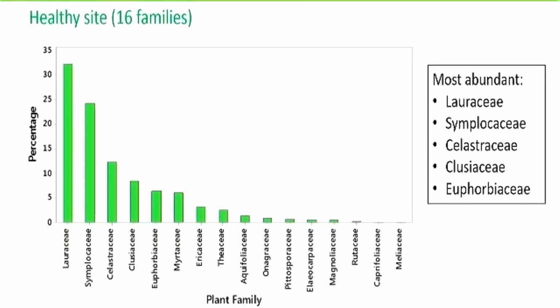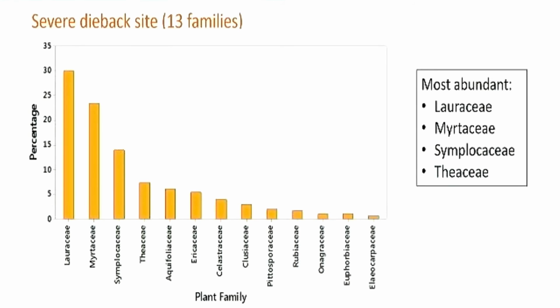When we look at the healthy site, the most abundant families are Lauraceae, Symplocaceae, and Celastraceae, while in the severe dieback site, the most abundant ones are Lauraceae, Myrtaceae, and Symplocaceae. That means the family composition of both sites is also different from each other.